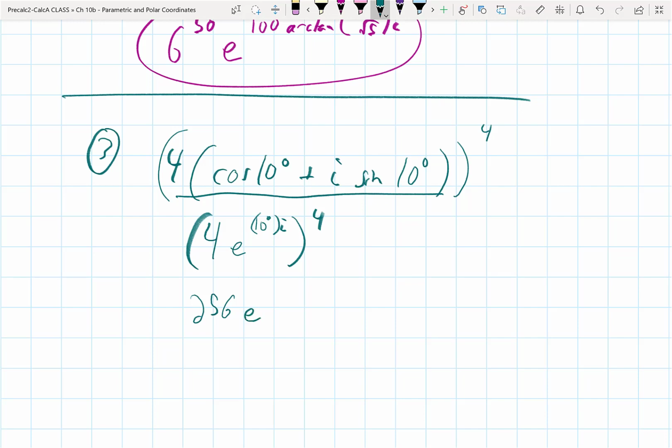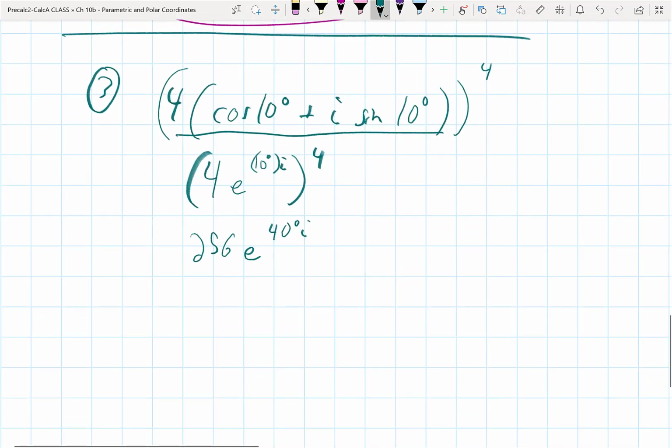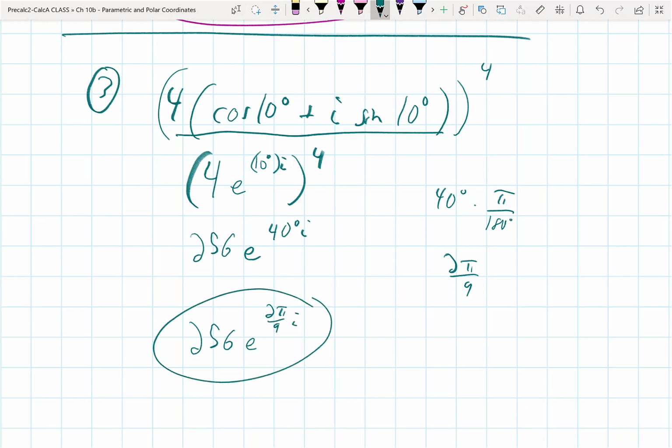e to the, well, I can multiply, 40 degrees i. Now, if I really want to express that as a better complex number, I probably should convert 40 degrees into radians. So pi over 180, and that would give me 2 pi over 9. So this is 256 e to the 2 pi over 9 i. And that's the correct form.